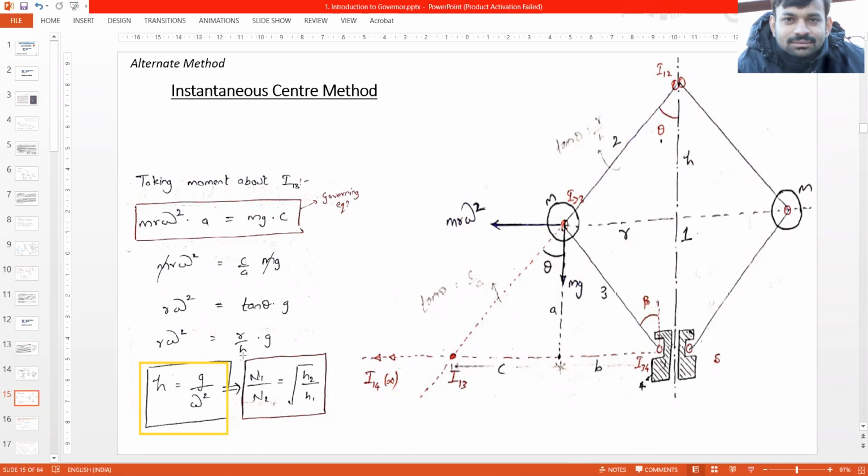And also if we put the value of omega in terms of n, we'll get n1 upon n2 is equal to under root h2 upon h1. So the height of the governor is inversely proportional to its speed. The more the height, the less will be the speed of the governor, and vice versa. I hope this is clear to you. Now let's move forward.